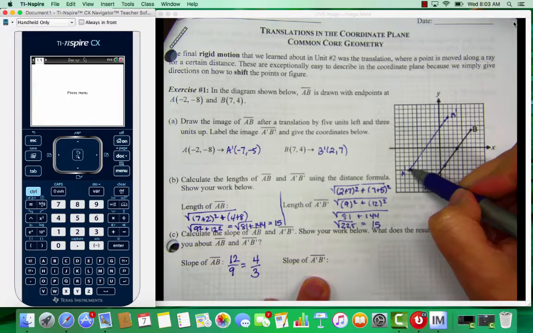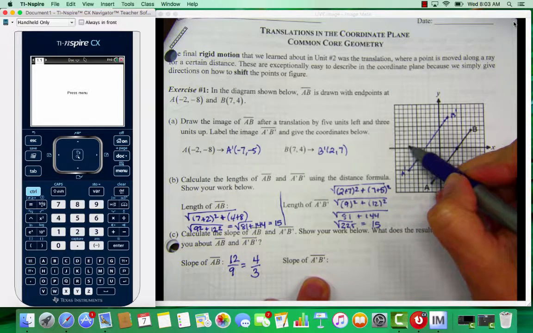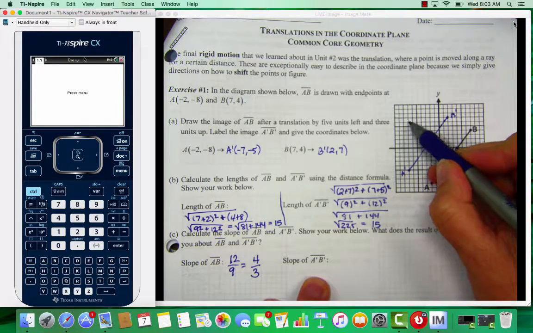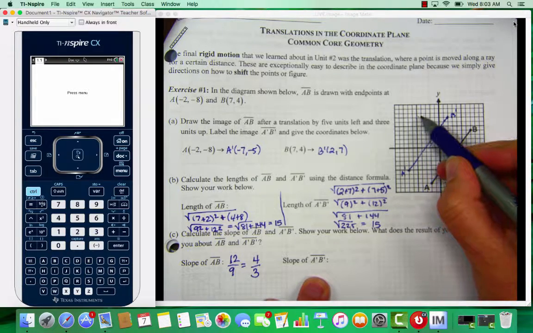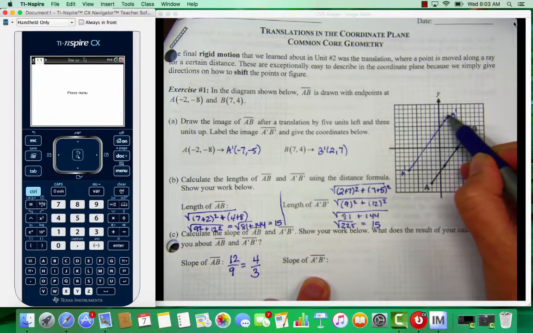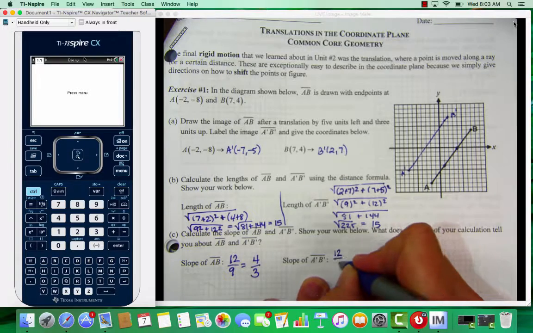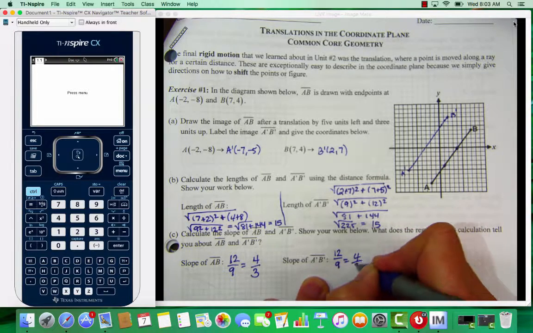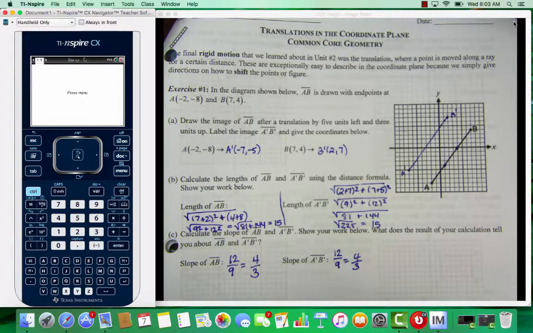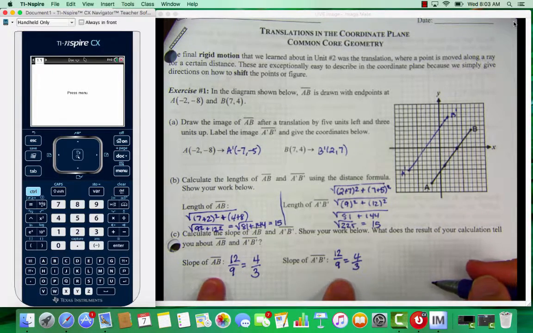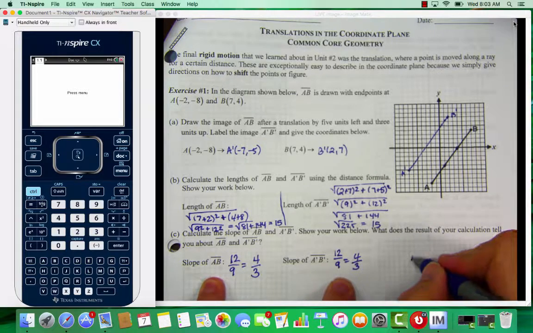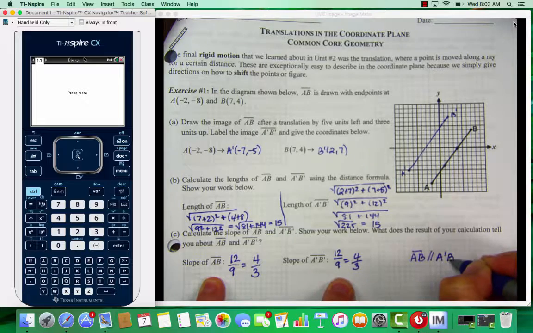All right, so I'm going to do the same thing and find the slope from A prime to B prime. So again, I'm going to move up 1, 2, 3, 4, 5, 6, 7, 8, 9, 10, 11, 12, and over 1, 2, 3, 4, 5, 6, 7, 8, 9. So same slope, up 12 over 9, which reduces down to 4 over 3. And so what does this result tell you about AB and A prime, B prime? Well, if lines or line segments have the same slope, then they are parallel. So segment AB is parallel to segment A prime, B prime.